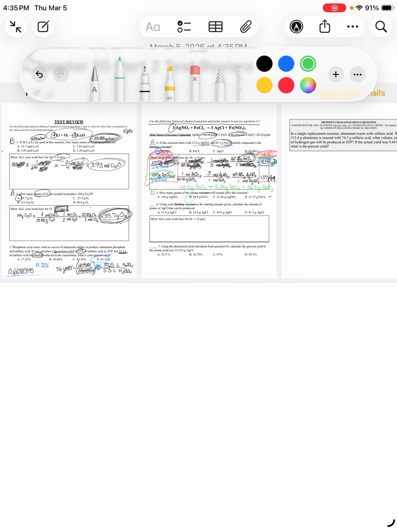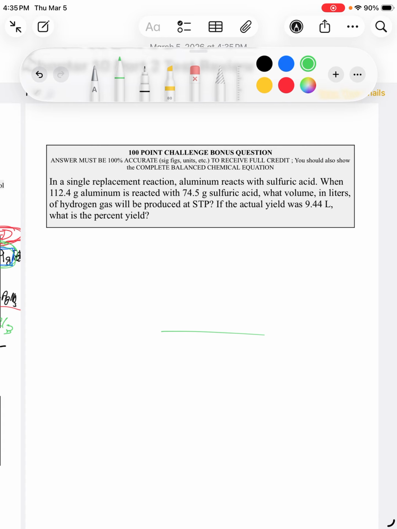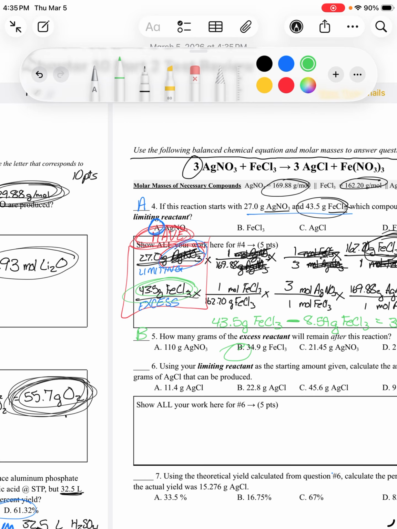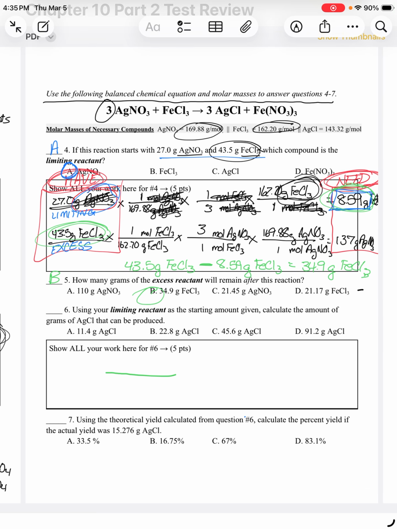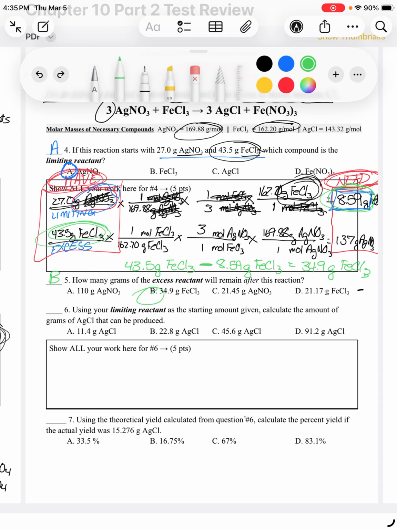So now that we've solved that, let me go back. Here we are. Now that we've gotten our limiting reactant and our excess reactant, let's go ahead and answer number 6. It says using your limiting reactant, which is what? Silver nitrate. That's our limiting reactant.